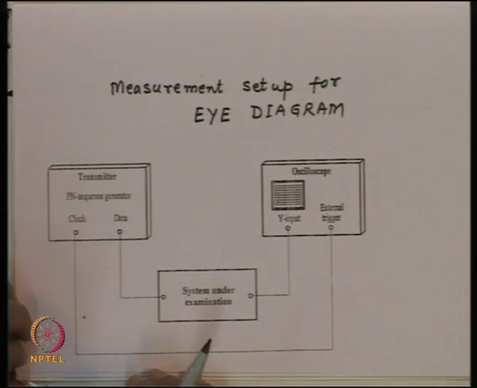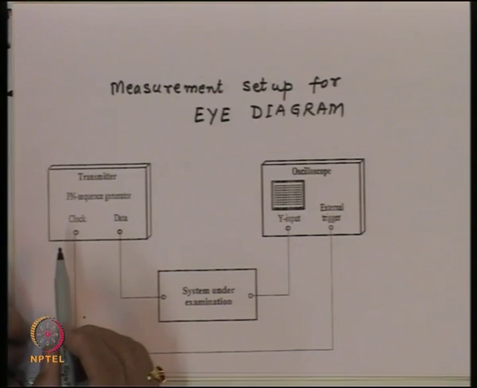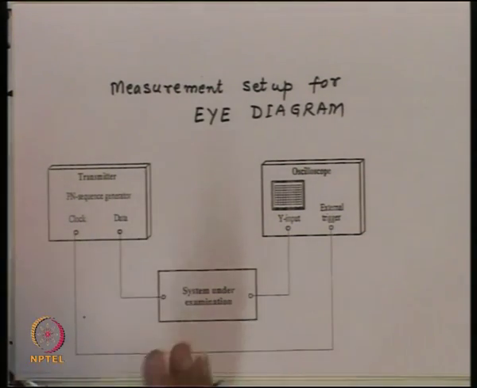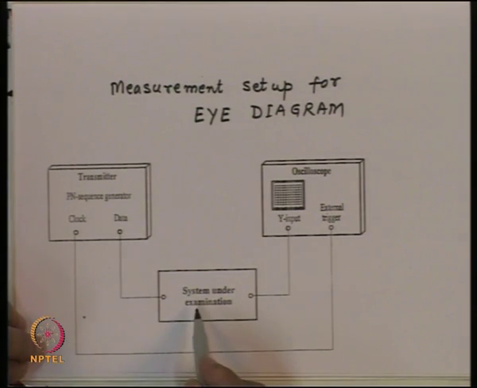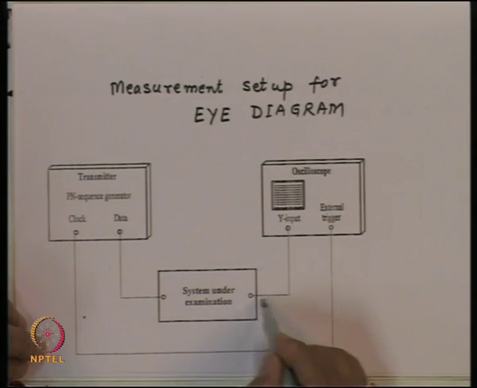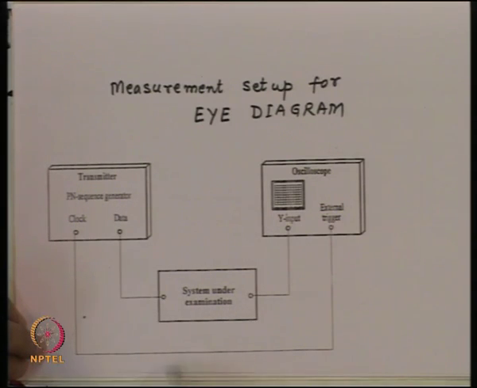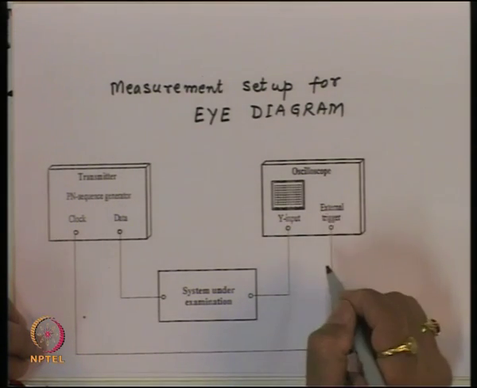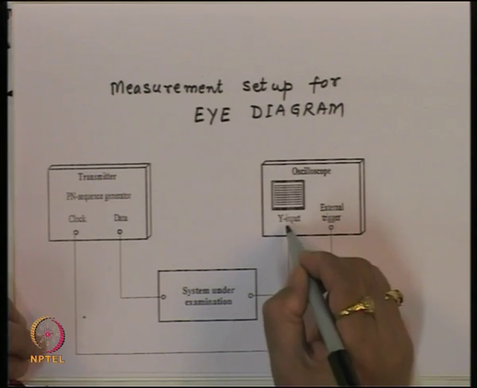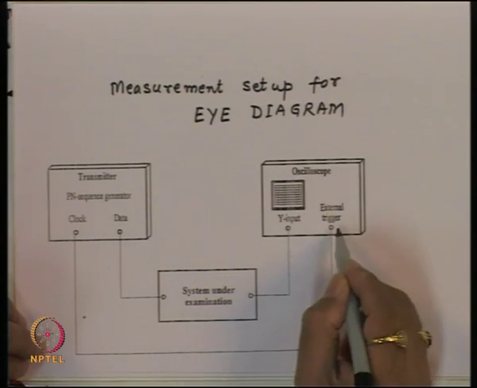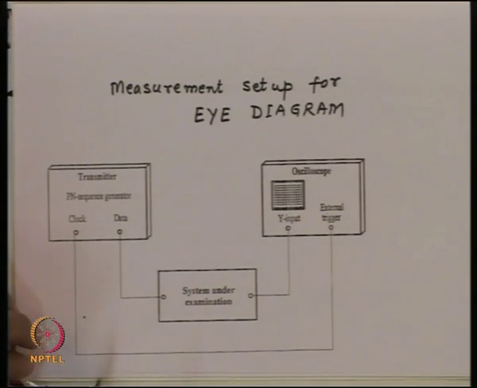So, what we are essentially doing here is that we have a transmitter here which generates the data in a random sequence. This data is supplied to the optical receiver which you want to test. The output of this receiver is given to the oscilloscope, and the clock with which the data was generated is supplied as an external trigger to the oscilloscope. So, essentially now this data which we are recording on the oscilloscope is synced with the clock of the data.